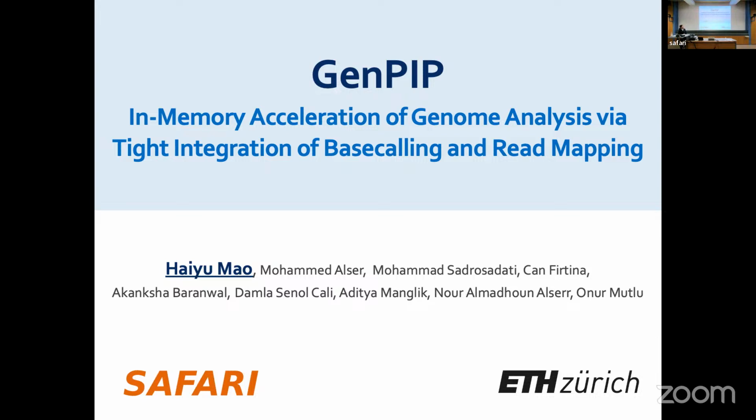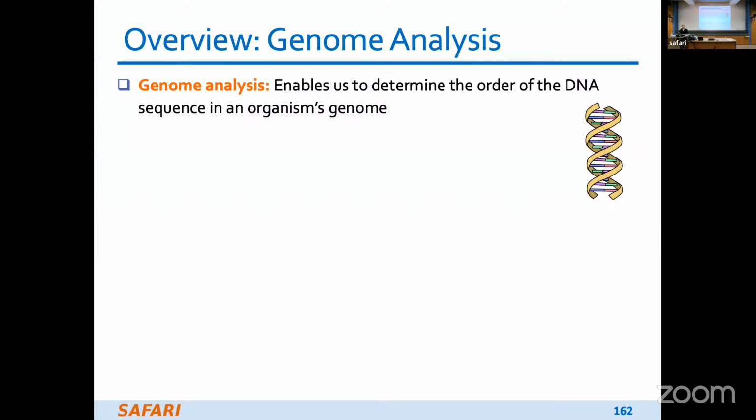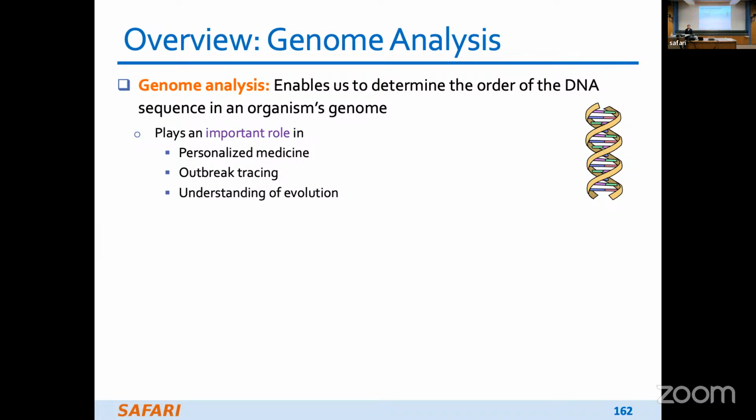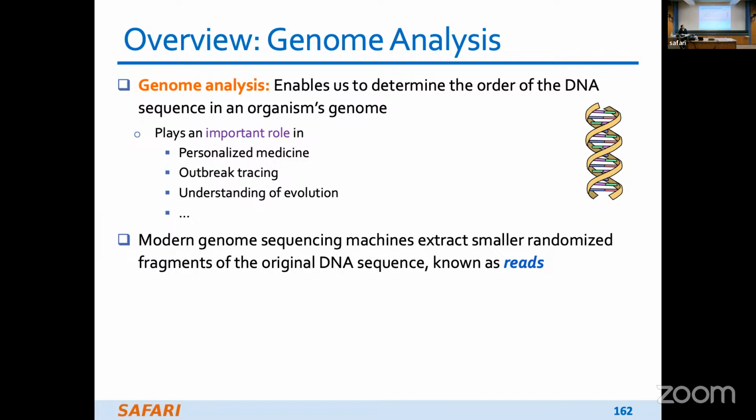It's called GenePIP, which is in-memory acceleration of genome analysis via tight integration of base calling and read mapping. So let me first give an overview of this paper. Genome analysis enables us to determine the order of the DNA sequence inside the organism's genome. It plays a very important role in outbreak tracing, personalized medicine, the understanding of evolution, and so on. However, modern genome sequencing machines cannot sequence the whole genome. We cannot sequence the whole reference genome.